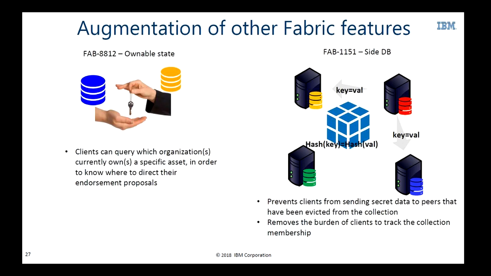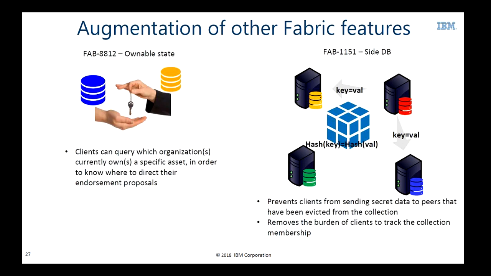Why? Because if a client wants to send an endorsement to a collection, it would also need to know the configuration of the collection in order not to send the data to peers that are not eligible. Also, if the collection membership changes, the client can use discovery to know about that.